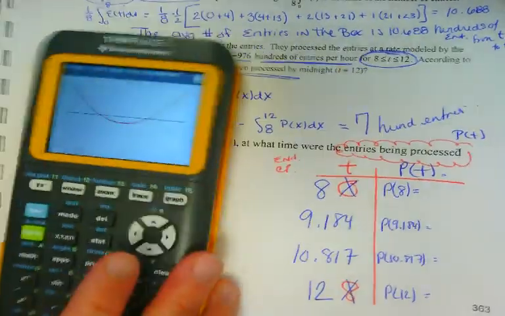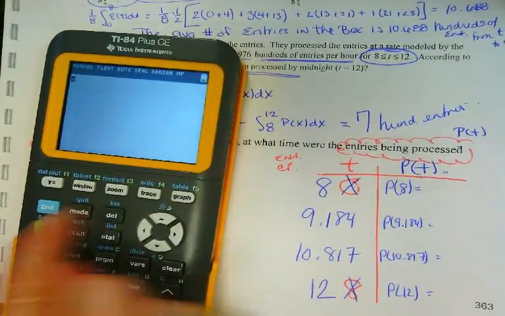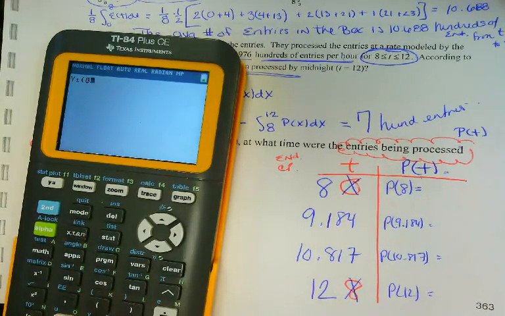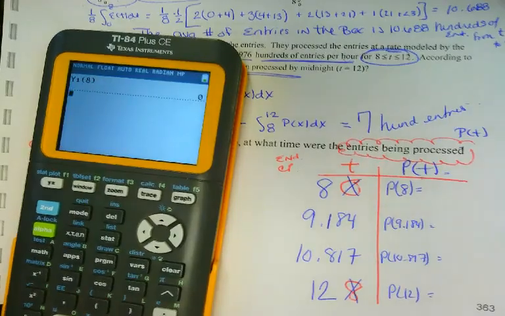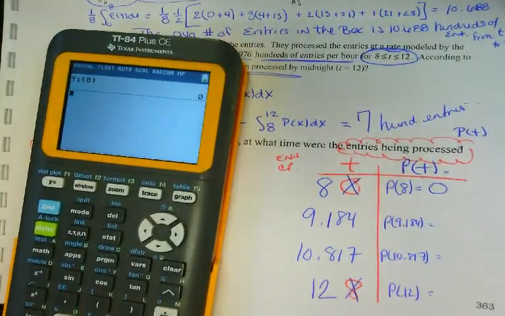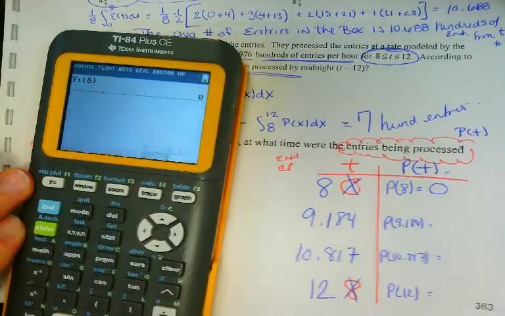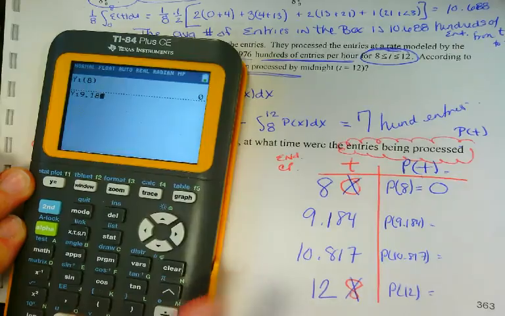Now again, where is P sitting? It's in Y1, so I'm just going to pull up Y1 of 8. I've got a 0 on that one. And then just get them all in there. Y1 of 9.184.